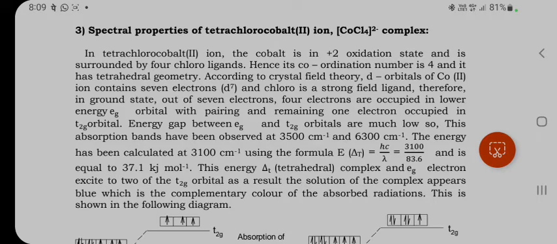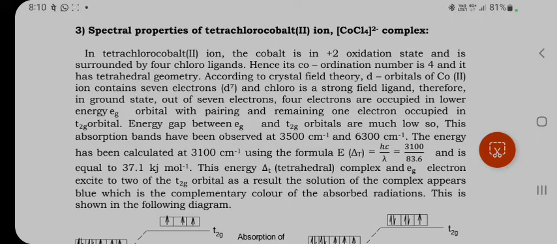So out of 7 electrons, the 4 electrons will occupy the lower energy orbital with pairing, and the remaining 1 electron in the case of the tetrahedral complex. In a tetrahedral complex, the 4 electrons will occupy the lower energy Eg orbital. In an octahedral complex, the lower energy orbital will be T2g, but in tetrahedral geometry, the lower energy orbital will be Eg.